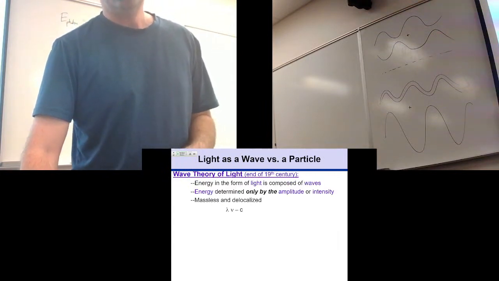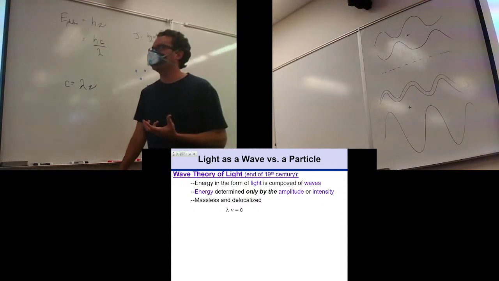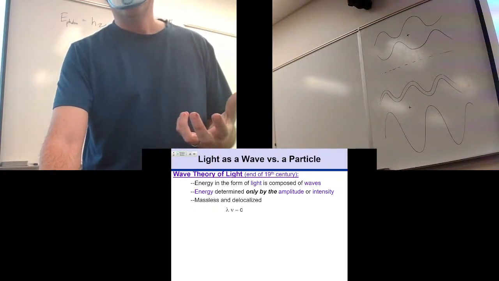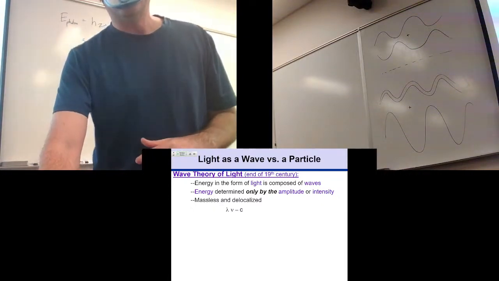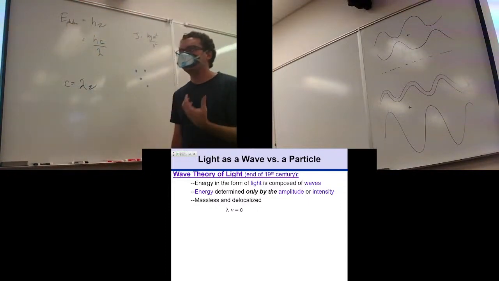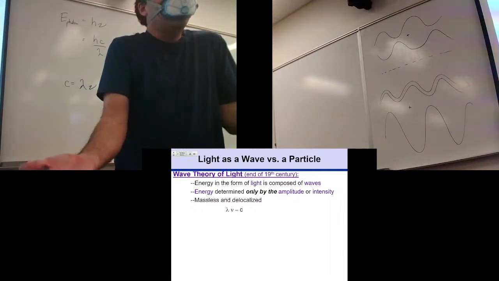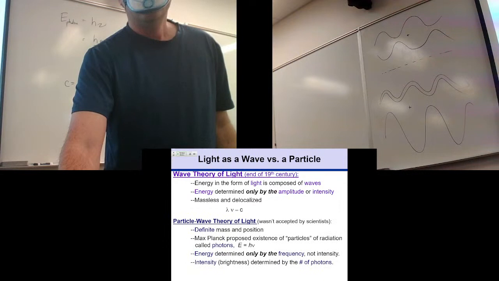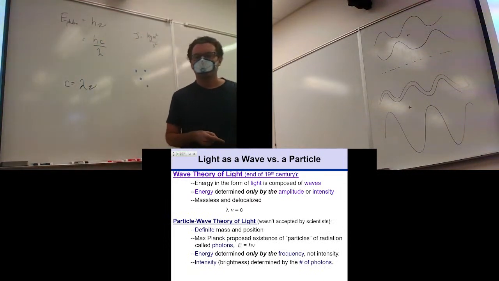So, the wave theory of light was the main theory for a long time, till the end of the 19th century, so the 1800s. And they thought that the energy of light was only determined by the intensity of the light. It made sense. Brighter light means more energy, but that's not actually the case. And there's an experiment that proved that it wasn't the case.